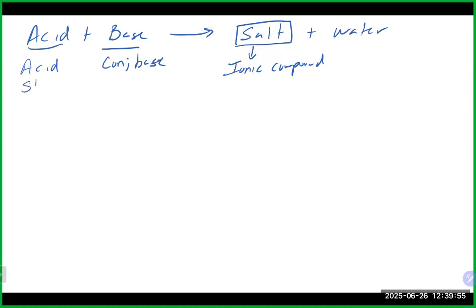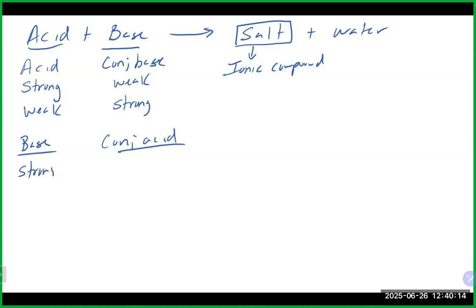And as you remember, hopefully, if you have a strong acid, its conjugate base is going to be relatively weak. And if you have a weak acid, its conjugate base will be relatively strong. And that also works for our base and its conjugate acid. If you have a strong base, it will have a relatively weak conjugate acid. If you have a weak base, it'll be a relatively strong conjugate acid. That relationship is really, really important when you deal with salts.